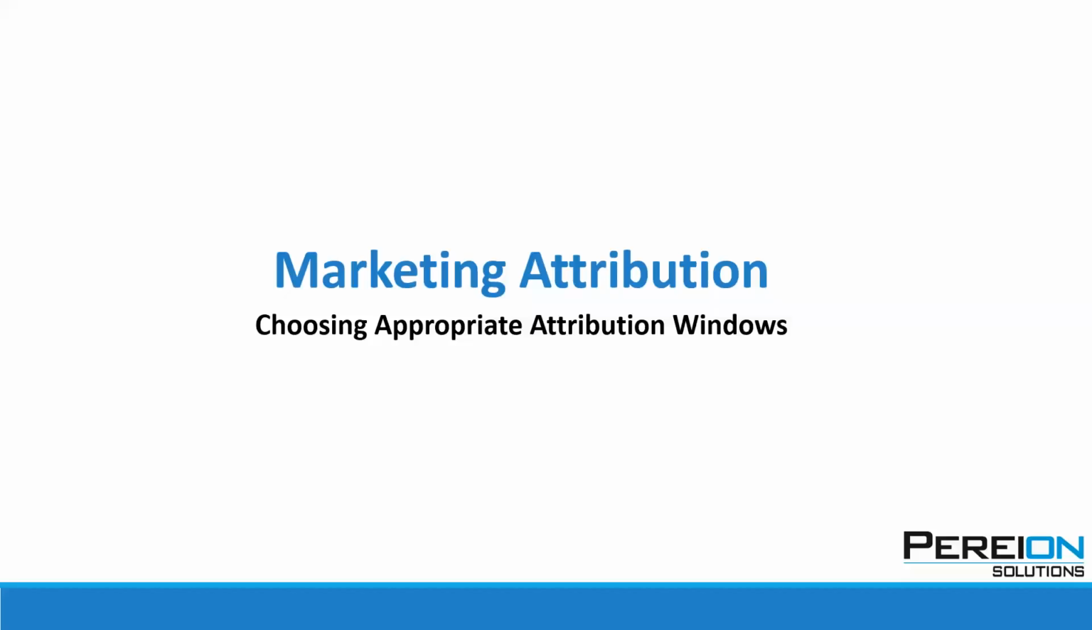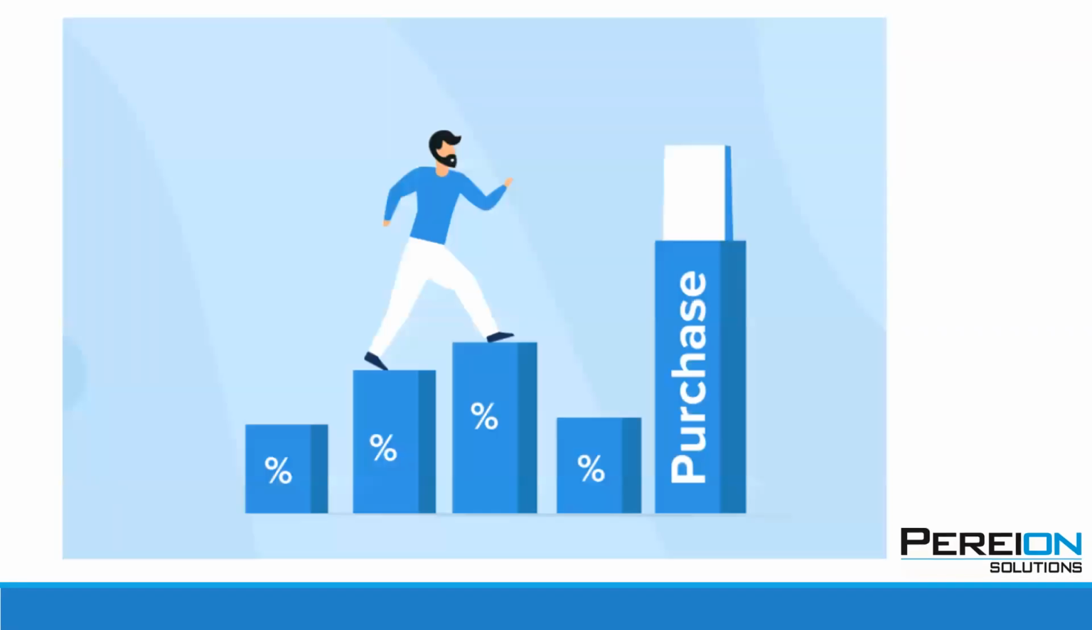All right, so marketing attribution, choosing an appropriate attribution window. On average, customers click through 5.5 marketing links before converting, making it necessary to deliver multiple marketing campaigns. Effective marketing requires that customers receive multiple marketing campaigns.